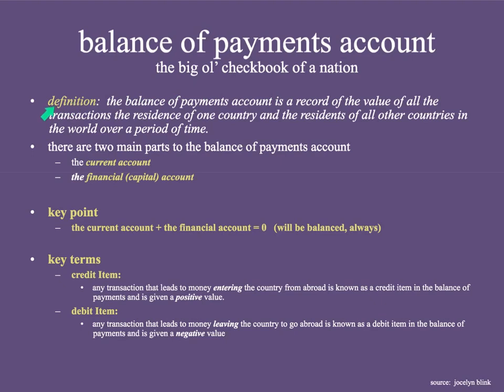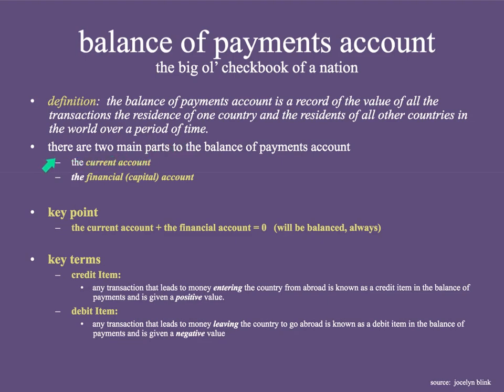Okay, so a definition, the official economics definition of balance of payments. The balance of payments account is a record of the value of all the transactions the residents of one country and the residents of all other countries in the world make over time. So the period of time is always a year. So it is the record of the value of all transactions the residents of one country, I live in Chile, makes, and the residents of all other countries make, in reference to Chile, in one period of time. Okay, cool. There's the definition.